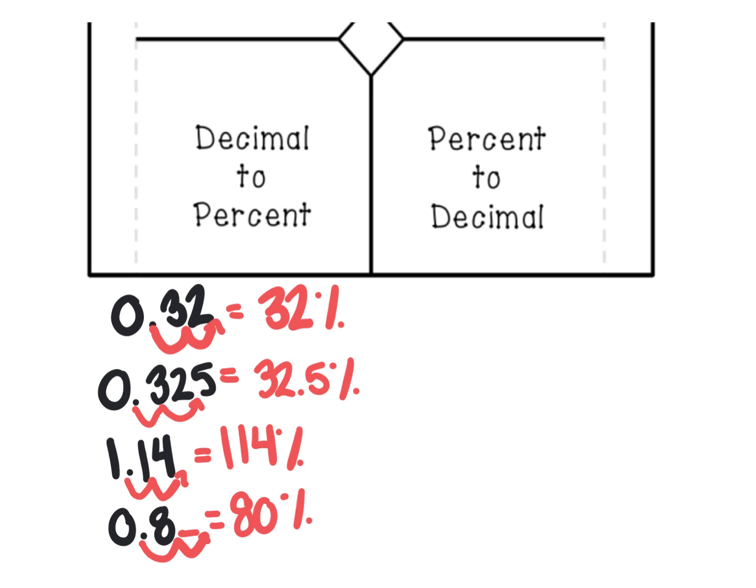Okay, all 4 of those are really good examples to have under your flap. So make sure under the decimal to percent flap, you've listed all 4 of those examples. They are all good examples of how we go from decimal to percent.